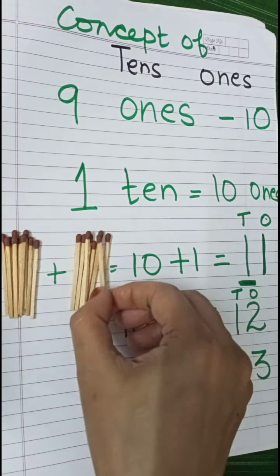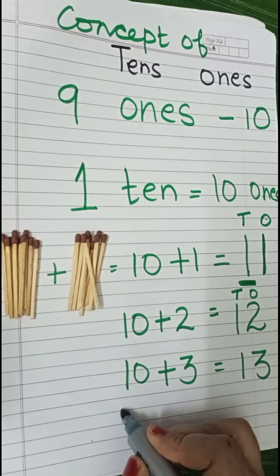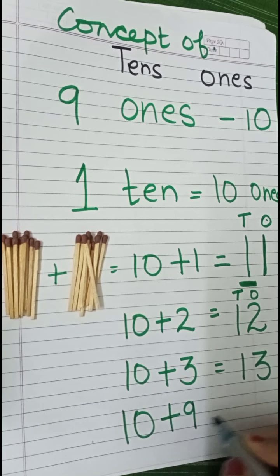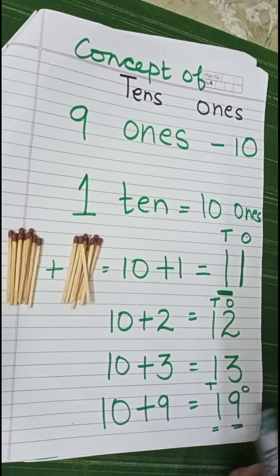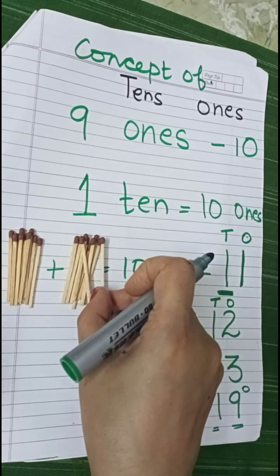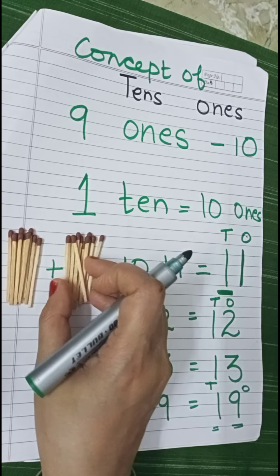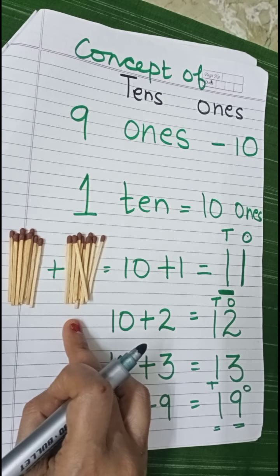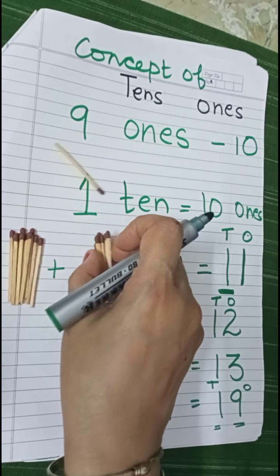17, 8 is 18, 9 is 19. So 10 plus 9 means 19. 19 means 9 ones and 1 ten. So if I add one more stick with this, now it will become one more 10. So 10 plus 10 is equal to 20.